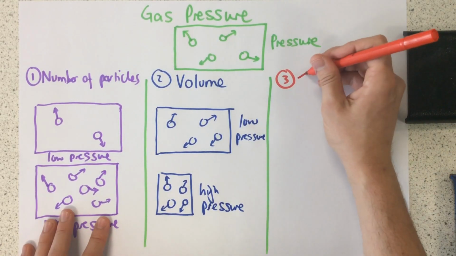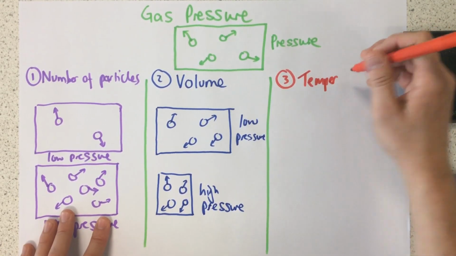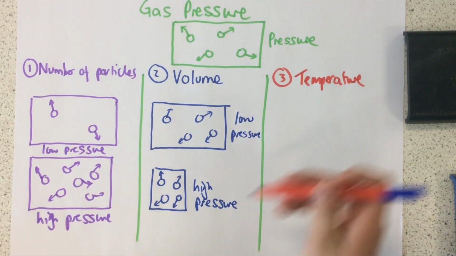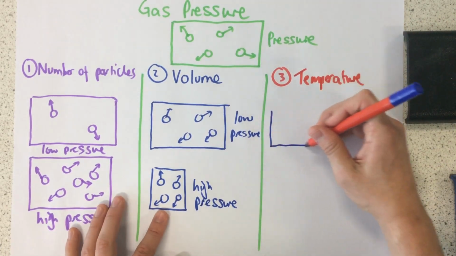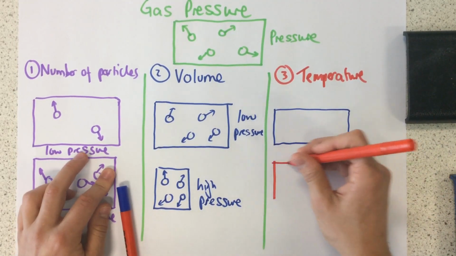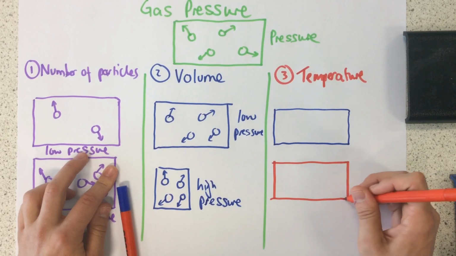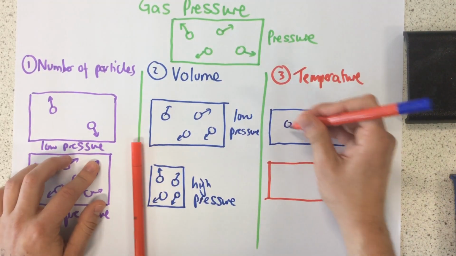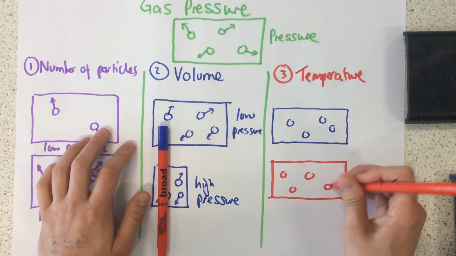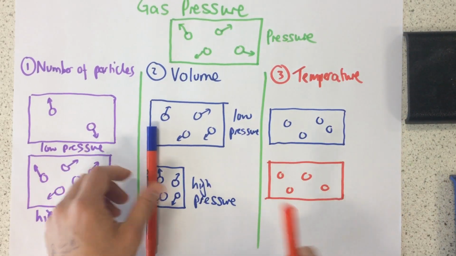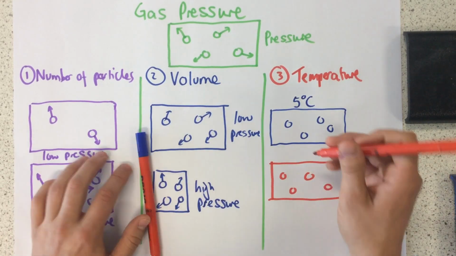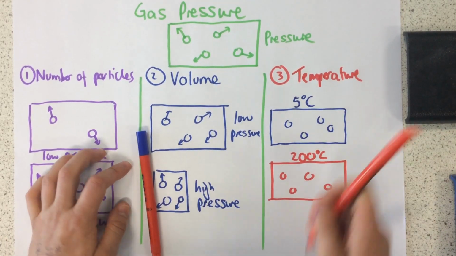The final one we need to know about is temperature. So we're going to look at 2 different situations. This top one here and this bottom one here. Now, what we're going to do is we're going to keep the number of particles the same. So we'll just show 4 in each one. We've got the same volume each time. What we've changed this time is the temperature. So let's say this top one is 5 degrees C, whereas this bottom one is 200 degrees C.